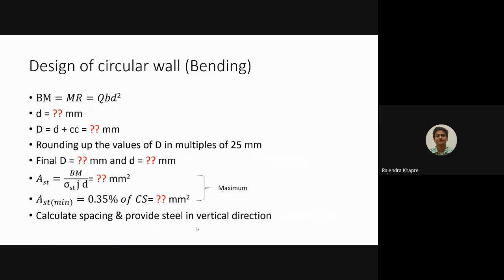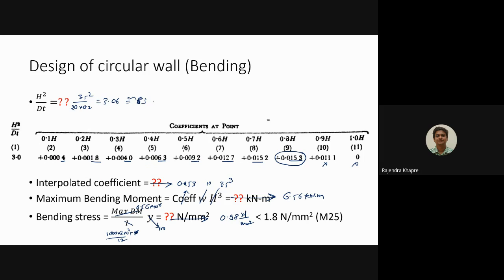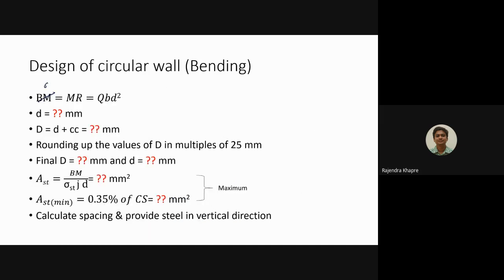Okay, so let us quickly check the requirement of the thickness. So our thickness required will be depending on the bending moment. The value of bending moment is 6.56 into 10 to the power 6. Okay, what will be the value of q? 1.527. Okay, so can anybody tell me how much is the depth required?